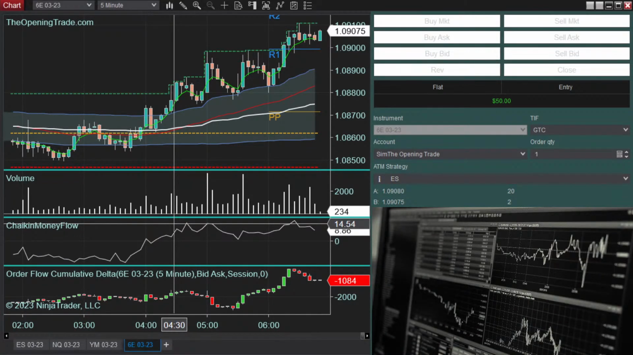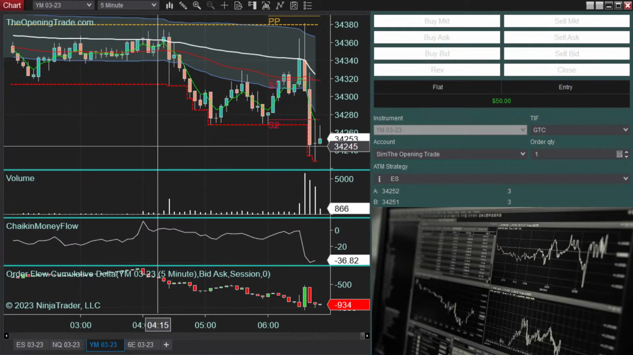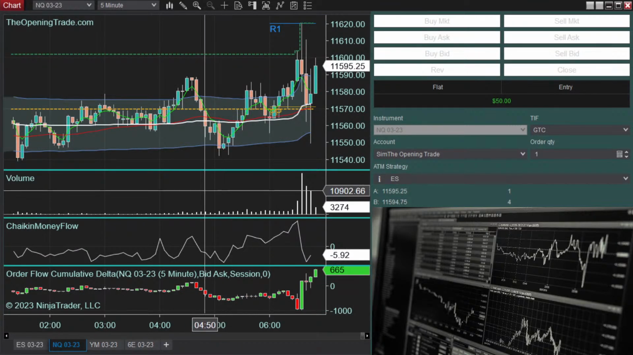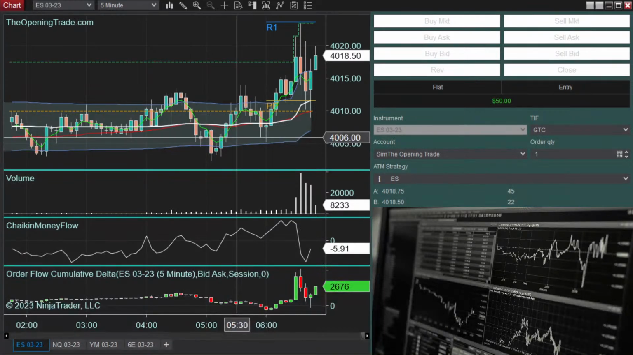Again, this last chart is going to be showing the euro versus the US dollar with the euro displayed. The YM chart is going to be your Dow Jones futures. This is live. This information's all live. The NASDAQ futures here and our S&P 500 futures.